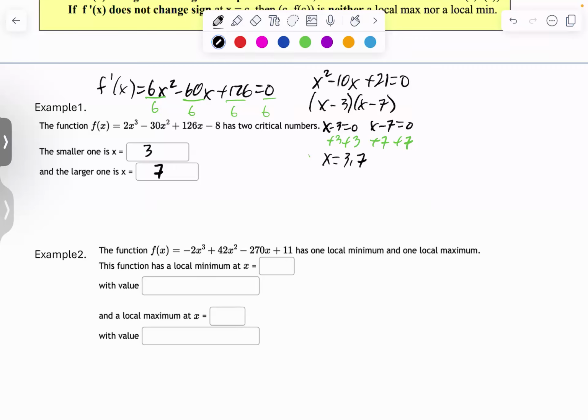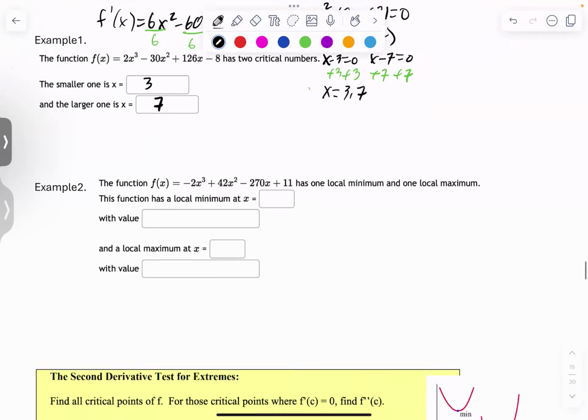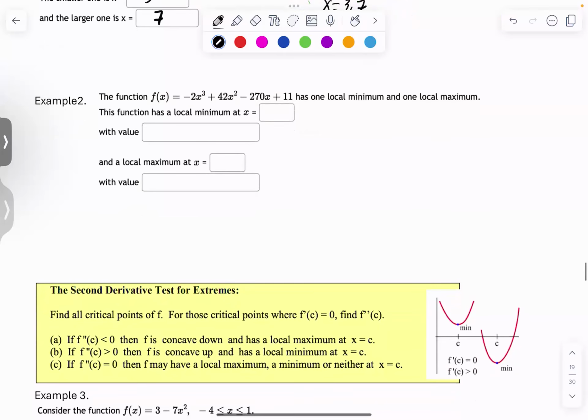Now, if we wanted to find our critical points, we would take x equals 3 and plug it into f of x. We would get the y coordinate. It doesn't ask us to do this in this case, but that's okay. Let's move on to example 2. The function f of x equals negative 2x cubed plus 42x squared minus 270x plus 11.